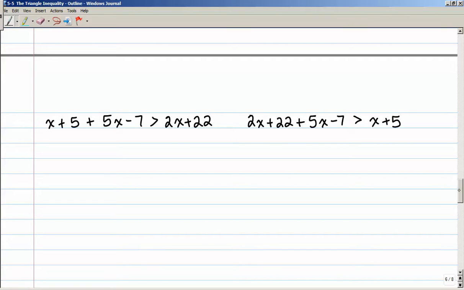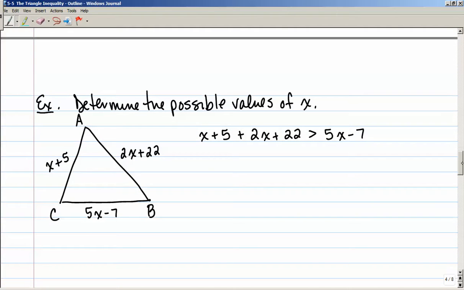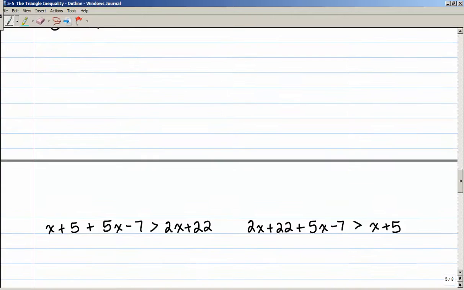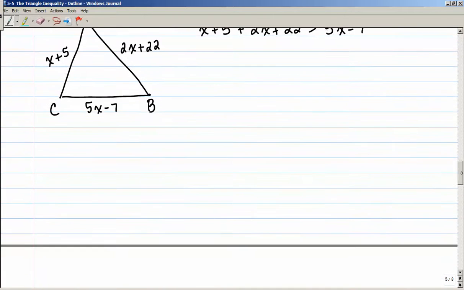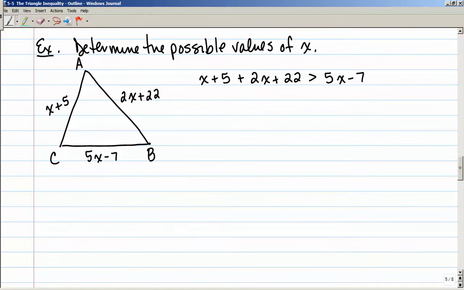Let's see, did I get all those right? So the top 2 have to be greater than the small bottom one. The left and the bottom are greater than the right, and the right and the bottom are greater than the left. Okay, so let's solve each one of those inequalities for x.